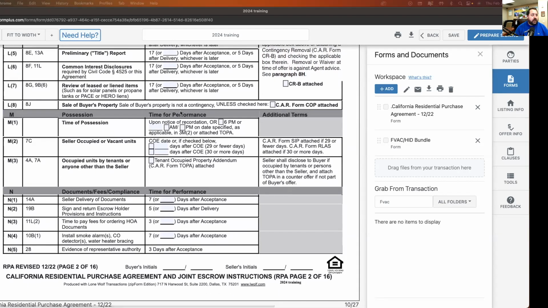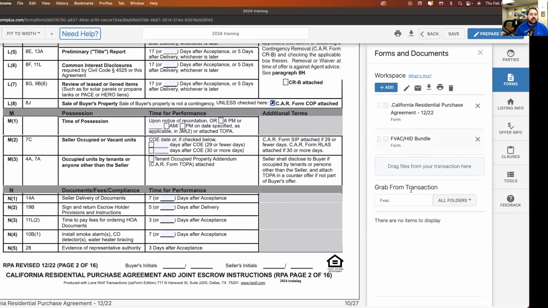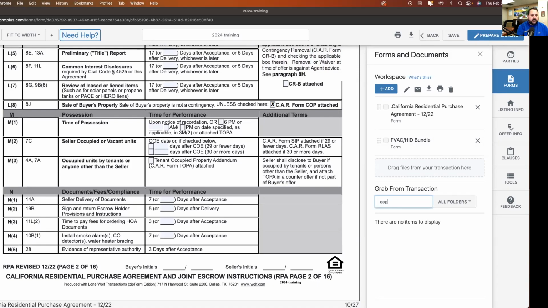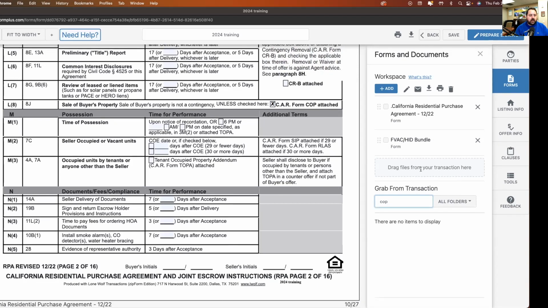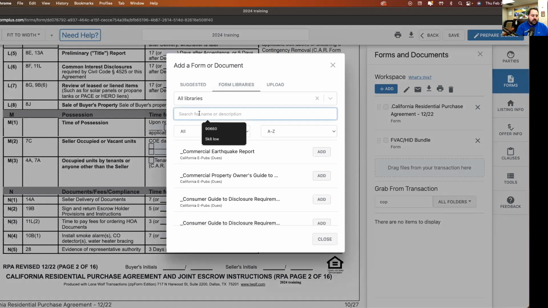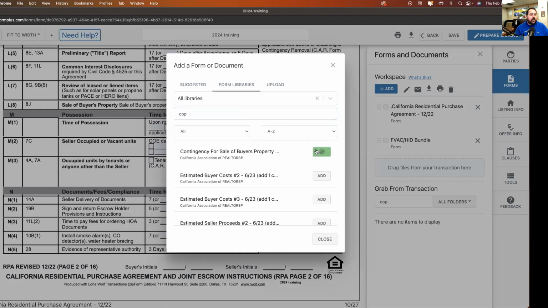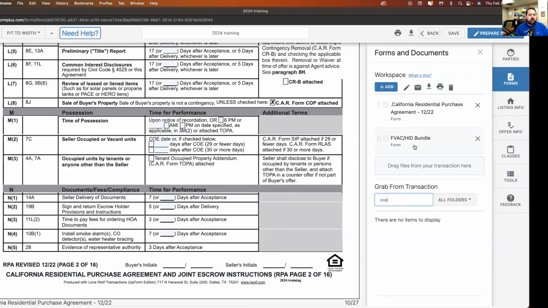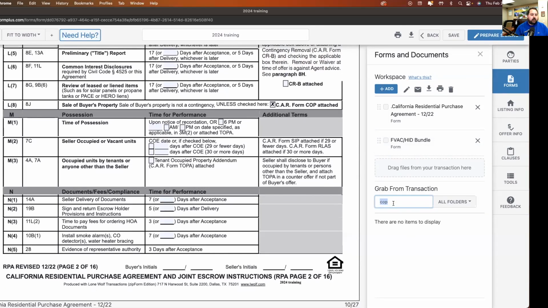Sale of buyer's property. So now this is contingent on the buyer selling their home. And if that box is checked, right? If that box is checked, then what should be attached is the COP. Not from transaction. What am I doing? I got to go here. And I go here and I get the COP and I put it in. Where is it? I don't know why it's not showing up on here for me. Oh, here, let's do it this way.